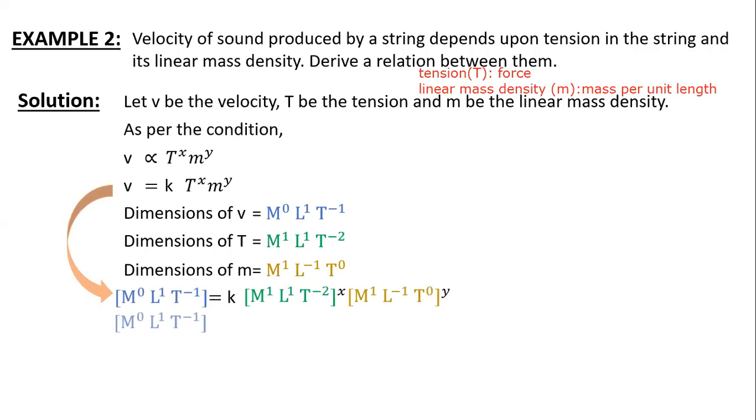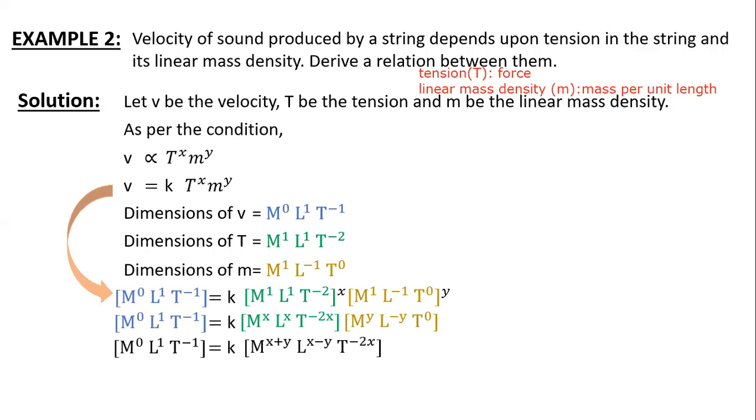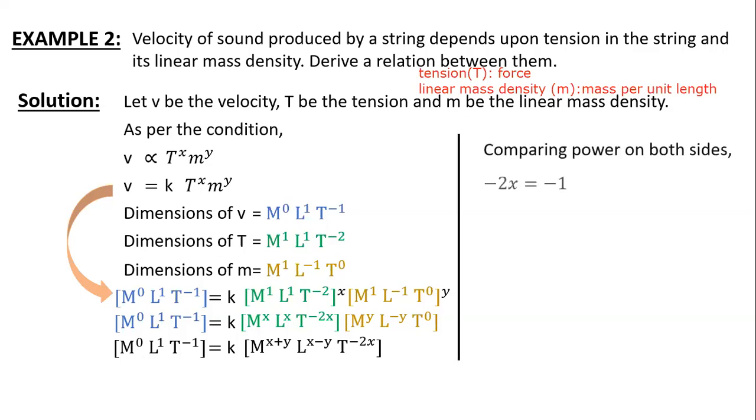Now the corresponding powers will get multiplied inside their corresponding quantities. M power x, L power x, T power minus 2x, and second you will get M power y, L power minus y, T power 0. On the right hand side you can directly add the powers and simplify to single dimensions. You will equate on both sides. Comparing the powers of time, you will get the value of x as half. Considering the power of mass, you get x plus y equal to 0, from which y equals minus x, which means y is minus half.